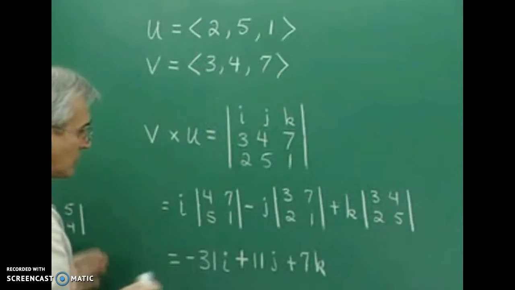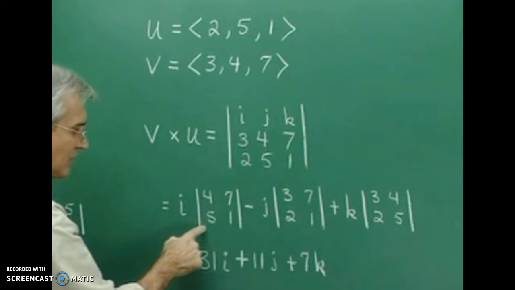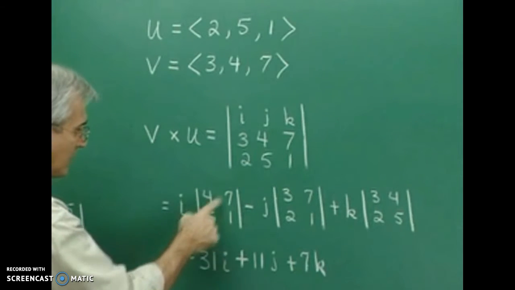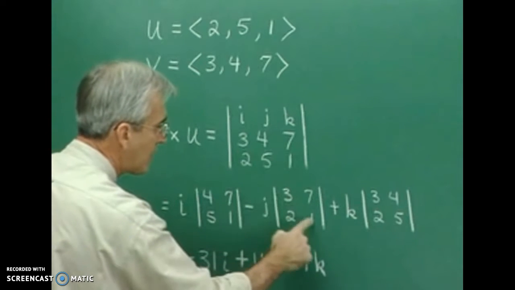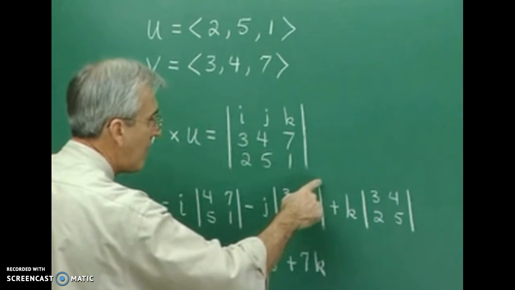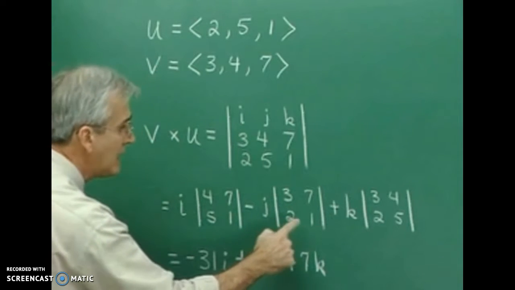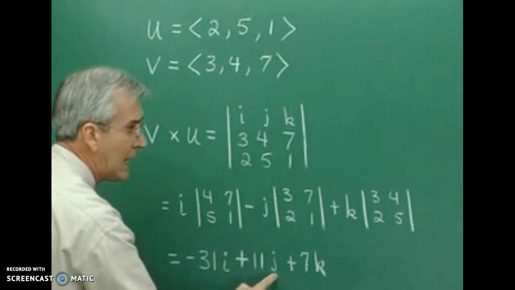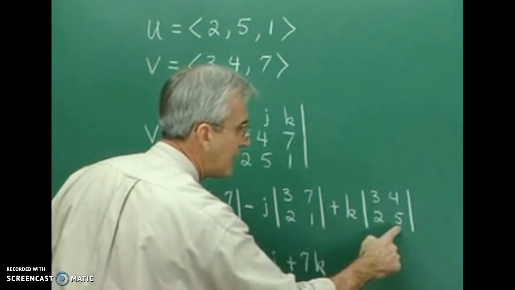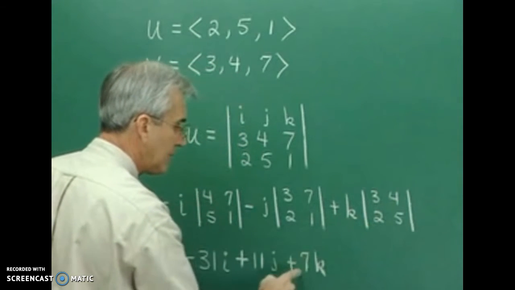And with the calculations, we have 4 times 1 is 4, minus 7 times 5 is 35. 4 minus 35, negative 31, i. And then here we have 3 times 1 is 3, minus 7 times 2, 14. 3 minus 14, that's negative 11. Negative 11 with this minus sign makes it plus 11j. And then 3 times 5, 15, minus 2 times 4, 8. 15 minus 8 is 7k.